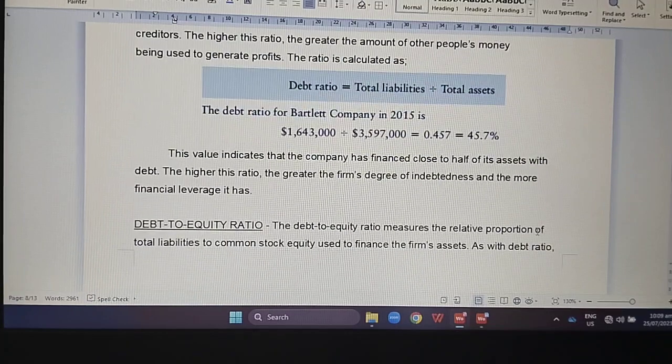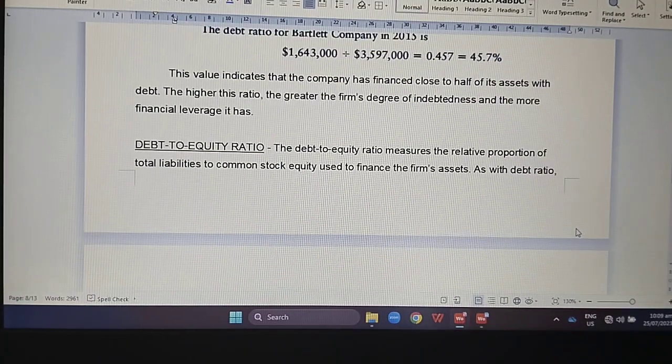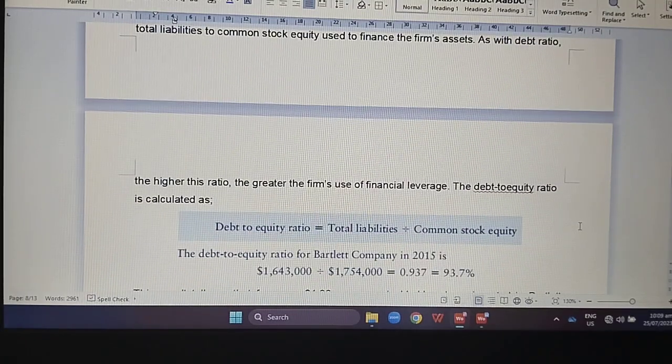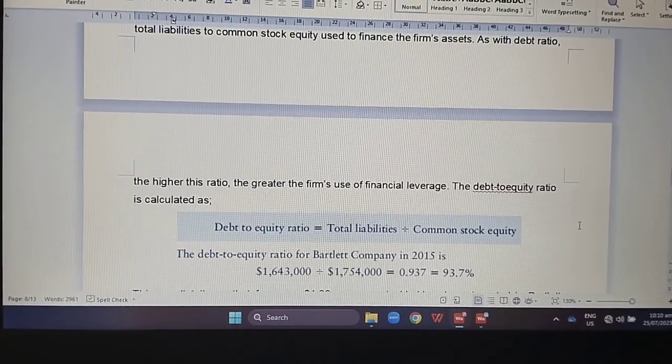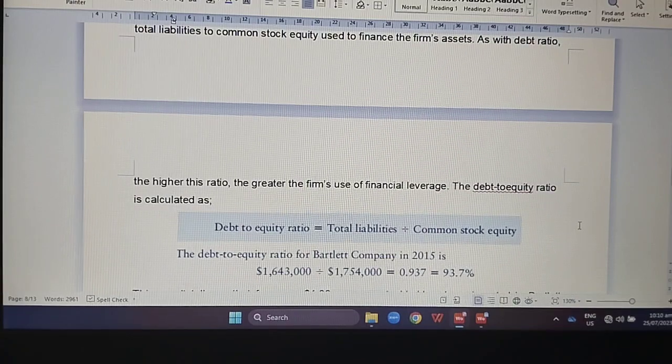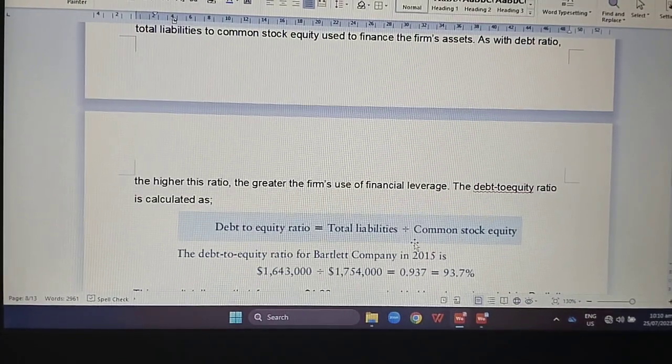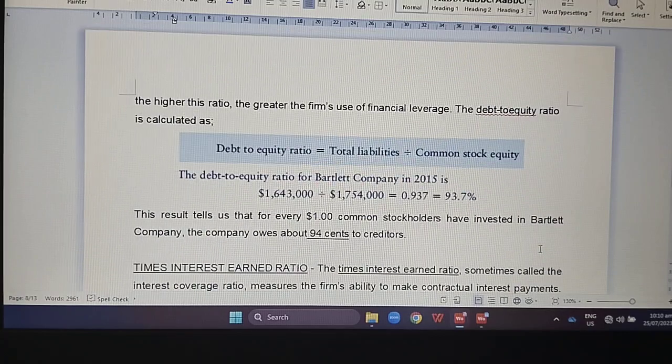Debt to equity ratio. The debt to equity ratio measures the relative proportion of total liabilities to common stock equity used to finance the firm's assets. As with debt ratio, the higher this ratio, the greater the firm uses its leverage. The debt to equity ratio is calculated this manner. Total liabilities divided by common stock equities.